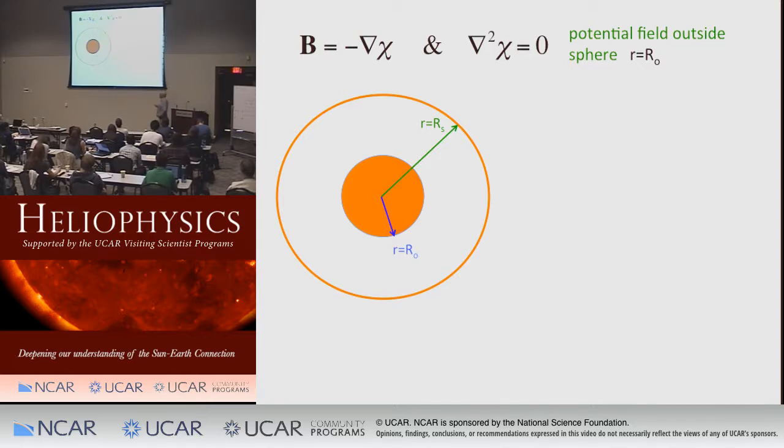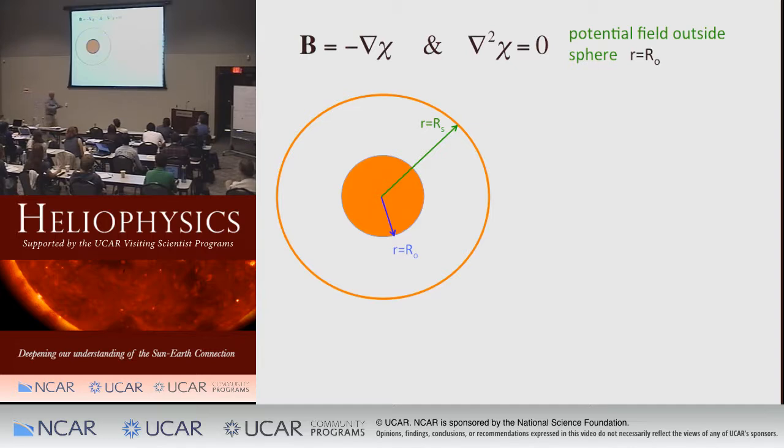But now I'm going to make it a little bit more complicated and say, all right, I know that at the solar surface, r equals r zero, I've got the magnetic field that was generated by the dynamo. Region inside the sun where this magnetic field is being generated by all the mechanisms we talked about earlier today, then above that there's such low density that the current is effectively zero. And then we have this outer region.